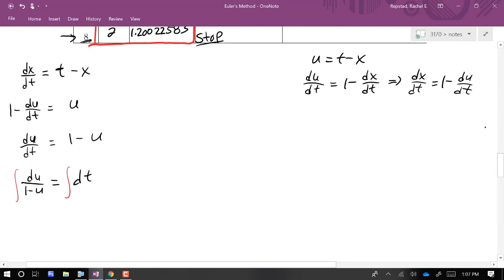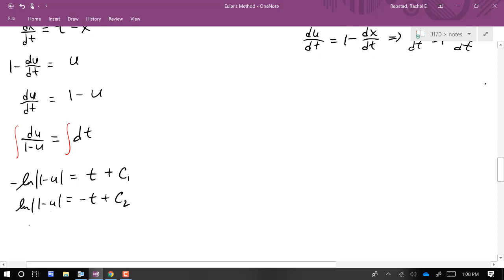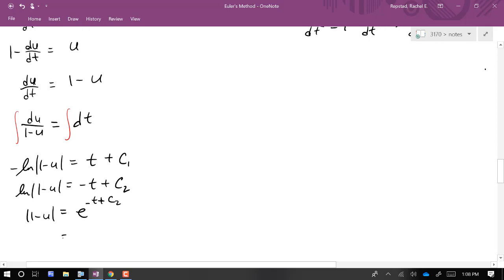We have on the left side, that's a ln rule, so this is minus ln of 1 minus u equal to t plus some constant, I'll call it c1. I'm going to zap both sides with a negative, so ln of absolute 1 minus u is negative t plus some other constant, c2, which is the same as negative c1, but I'd rather not carry through many negatives, so I'm just going to call that a new constant. Rewriting this log in its exponential form, we get absolute 1 minus u is e to the negative t plus c2, and using rules of exponents, that's the same as e to the c2 times e to the negative t.